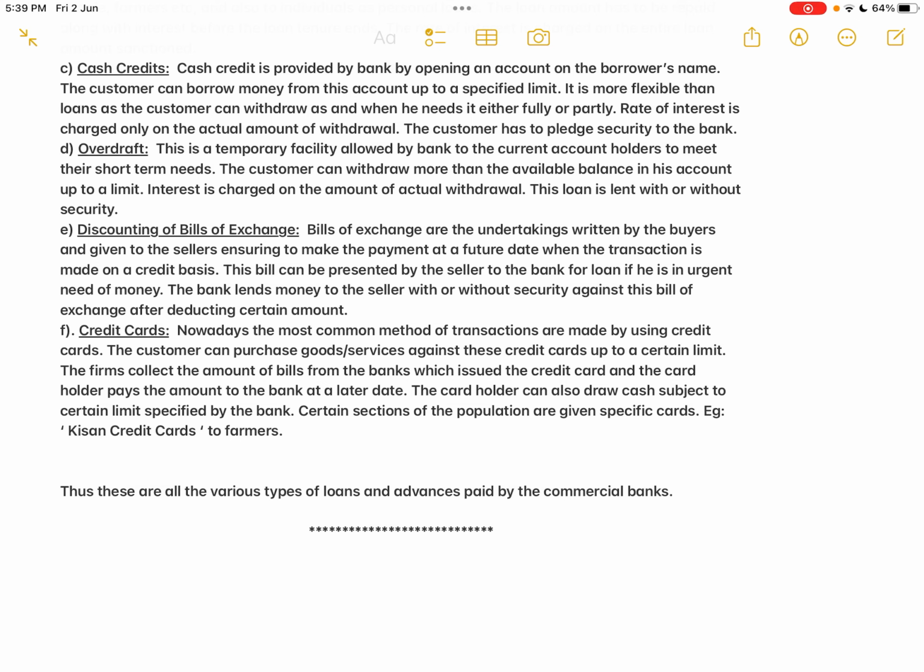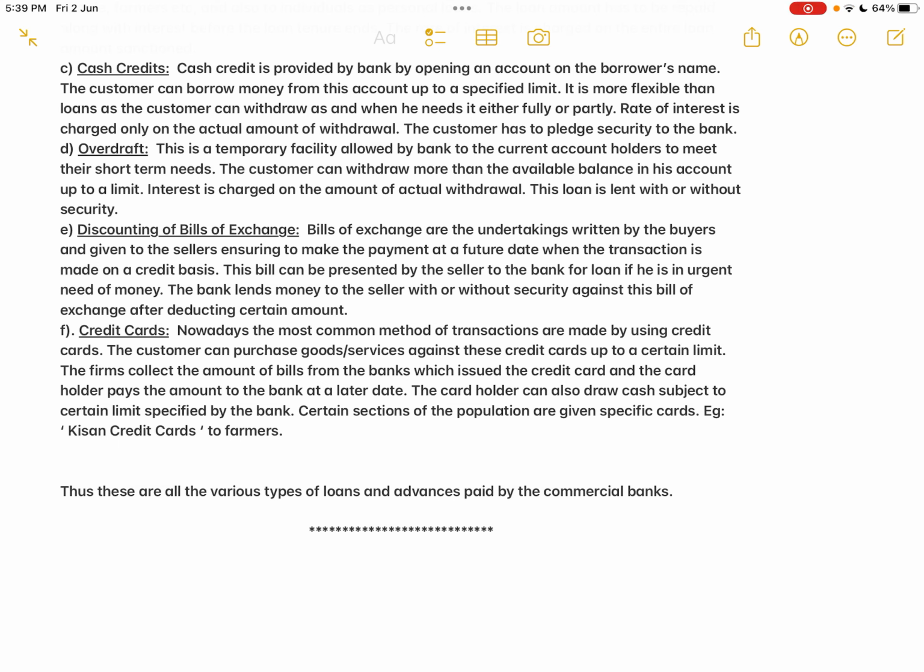And finally, F, credit cards. Nowadays, the most common method of transactions is by using credit cards. The customer can purchase goods or services against these credit cards up to a certain limit. The firms collect the amount of bills from the banks which issue the credit card, and the card holder pays the amount to the bank at a later date. The card holder can also draw cash subject to certain limits specified by the bank.